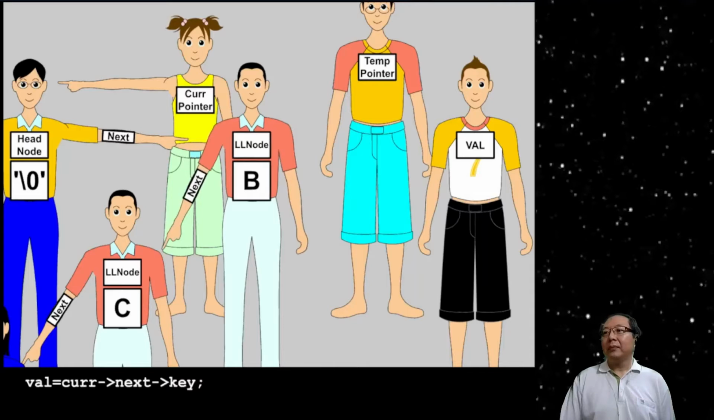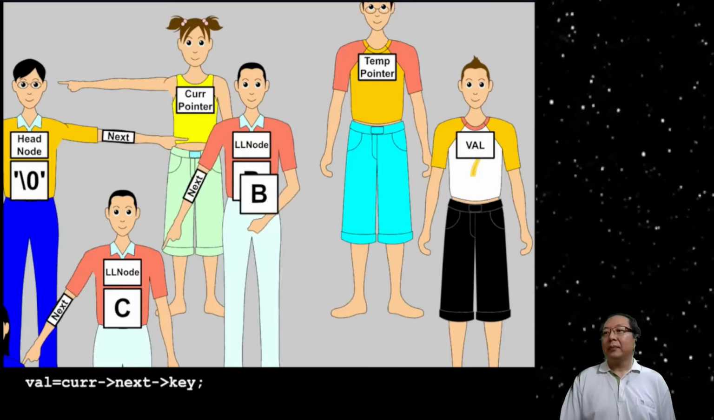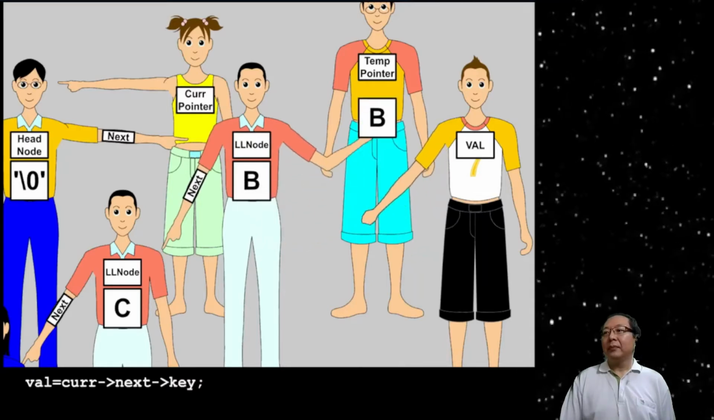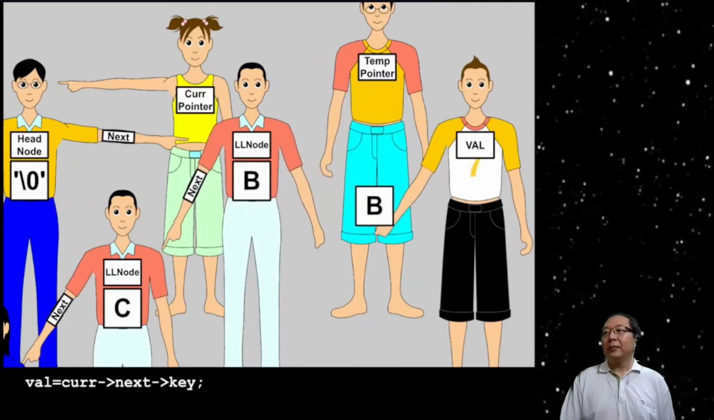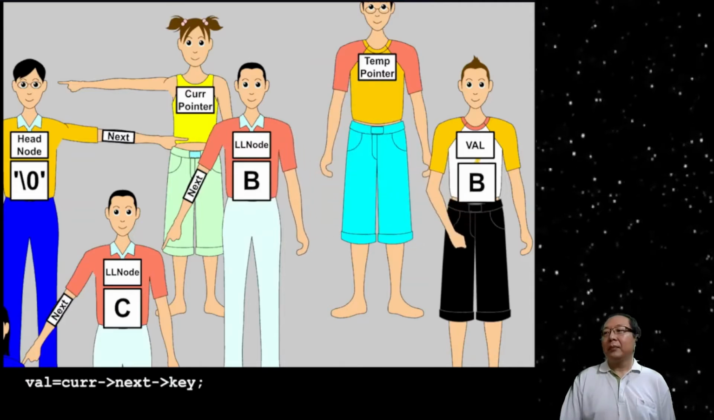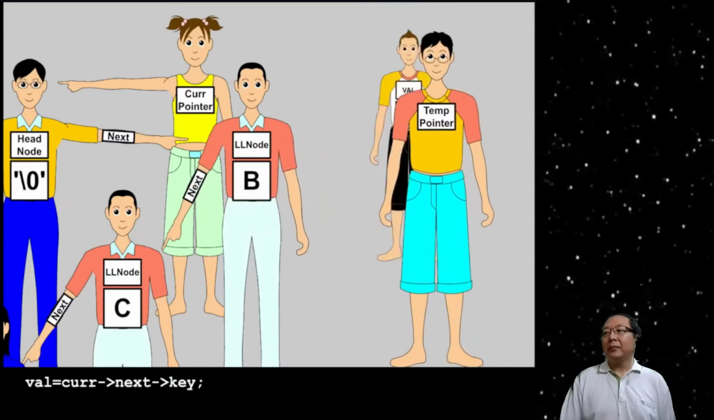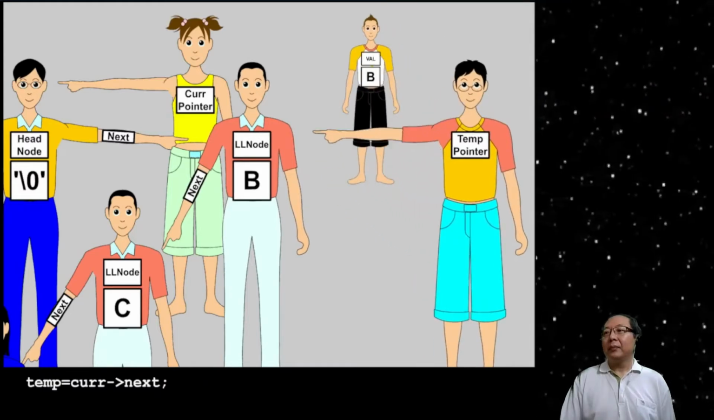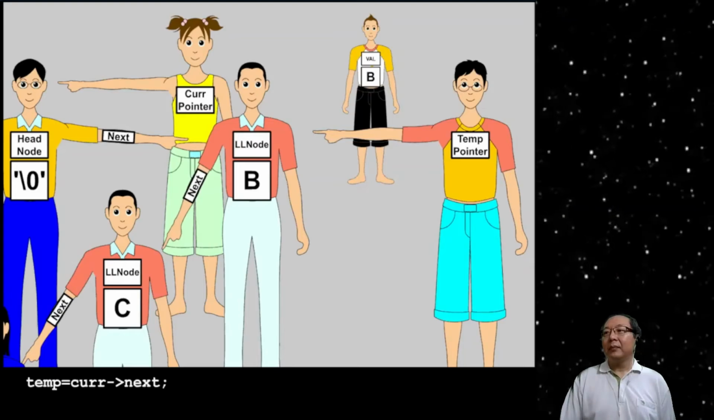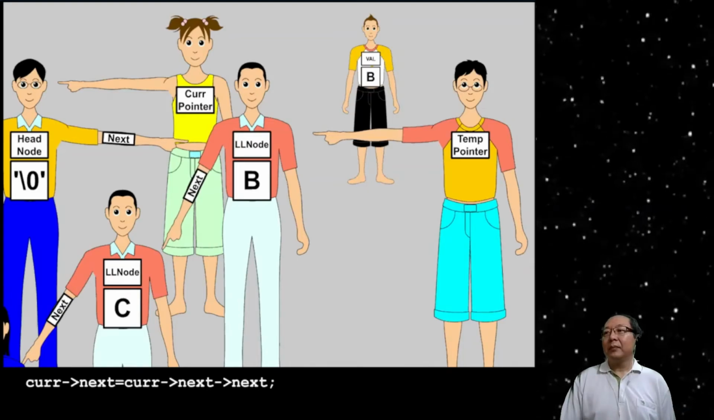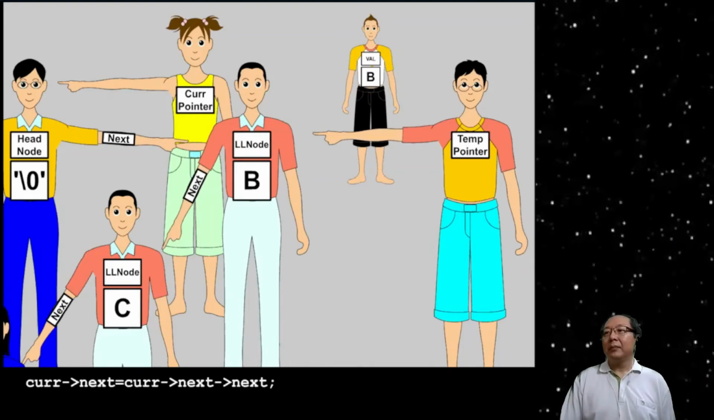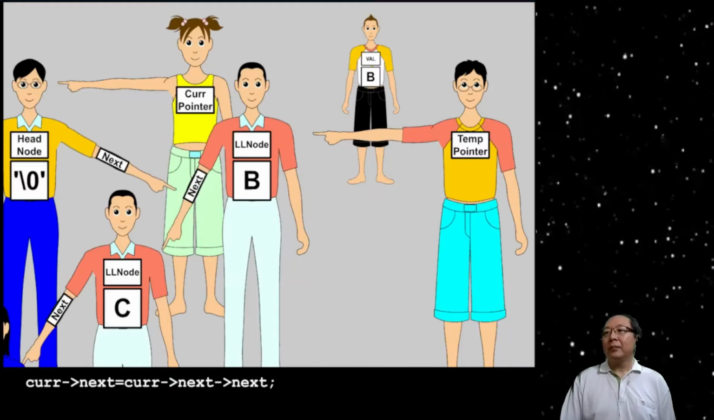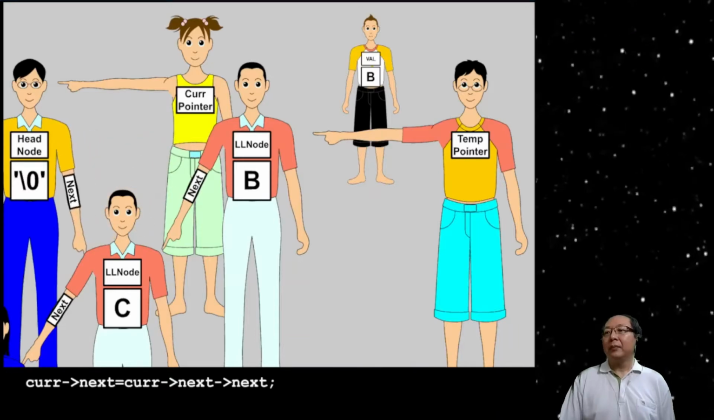We need to store the popped value because we will still need to return it after the node has been freed. So, we follow car arrow next arrow key and put that value into val. We point temp at car arrow next so that we can find him to free him later. We want to make the head node skip the old first value, so we make car arrow next point to car arrow next arrow next.